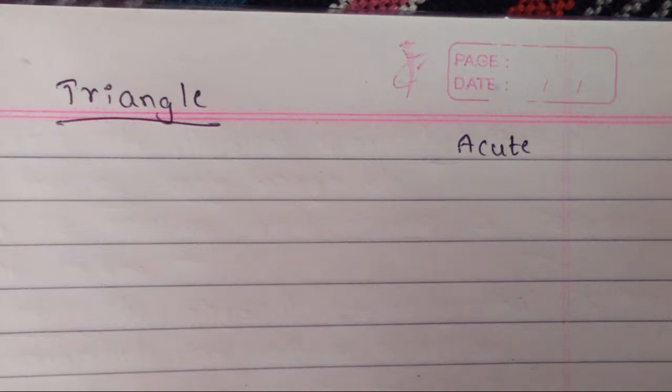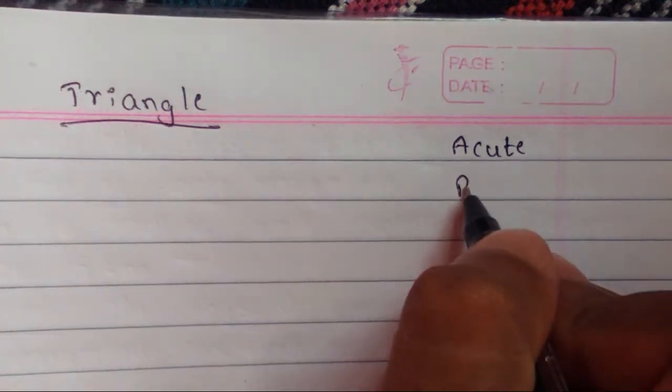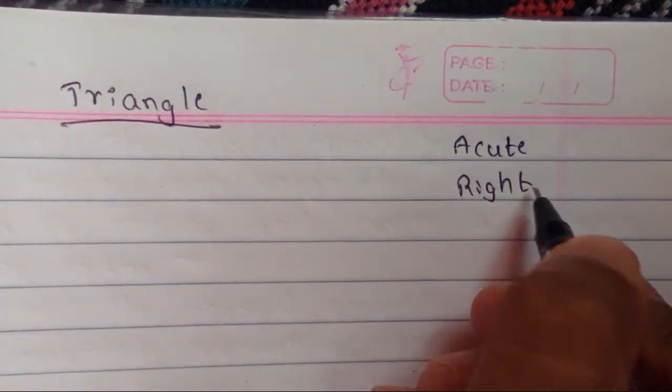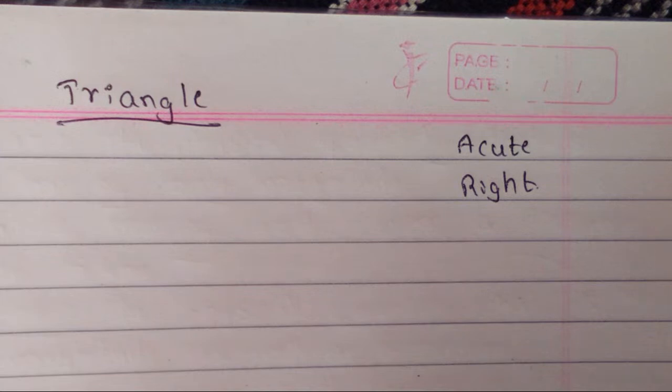Then next, based on the angles, next one is right angle triangle. Okay, what is meant by right angle triangle? The angle in a right angle triangle is how much? That is equal to 90 degrees. If in a triangle one of the angles is equal to 90 degrees, then we call that triangle a right angle triangle.